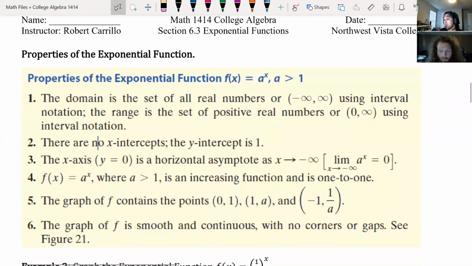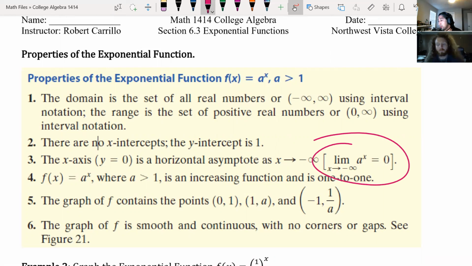The x-axis is a horizontal asymptote. So we see that from above. The x-axis, y equals 0, is our horizontal asymptote as x approaches negative infinity. Like I said, as x got smaller and smaller, we see that y starts to get closer to 0. Here is some limit notation for you, a little bit of calculus. This says the limit as x approaches negative infinity of our exponential function a to the x will equal 0. This means that as x gets smaller and smaller towards negative infinity, y was getting closer and closer to 0, but will never touch.